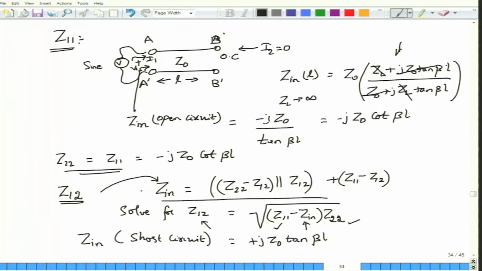Now, we have all the three parameters that are necessary. You can plug that one inside this equation, find out what is Z12, and in fact, you can see that this Z12 turns out to be, after you substitute for all these values, minus j Z0 cosecant of beta L. I hope you remember the cosecant formula, right. So, secant was 1 by cos, cosecant is actually 1 by sine, and again I would like you to verify this using the basic trigonometric relationships. Okay. Now, we have everything that is necessary.